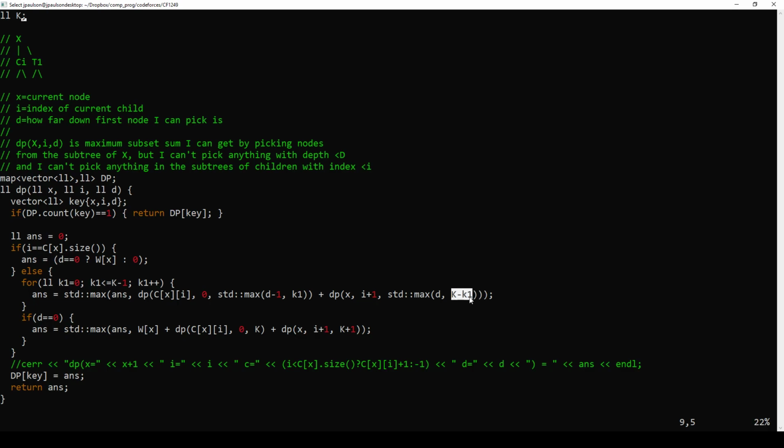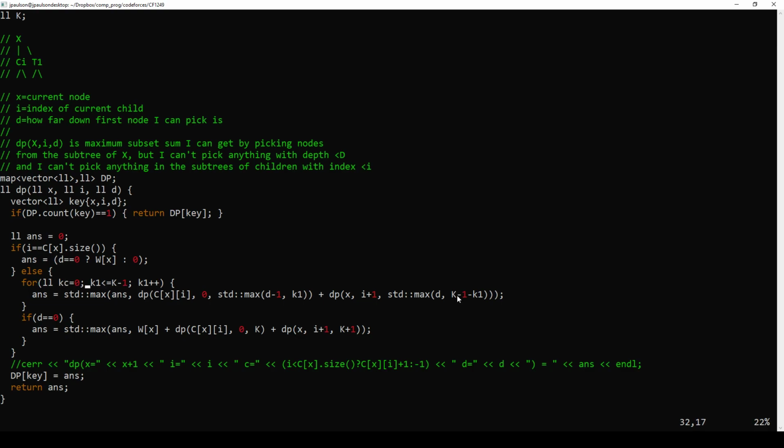So should it be k minus 1 minus k1 instead of k minus k1? Okay, well, let's say k is 1 and k1 is 0. That means we can pick this guy. But we can't pick this guy still. So this, I think, should be k minus 1 minus k1. Right, if k1 is 0, such a bad name.